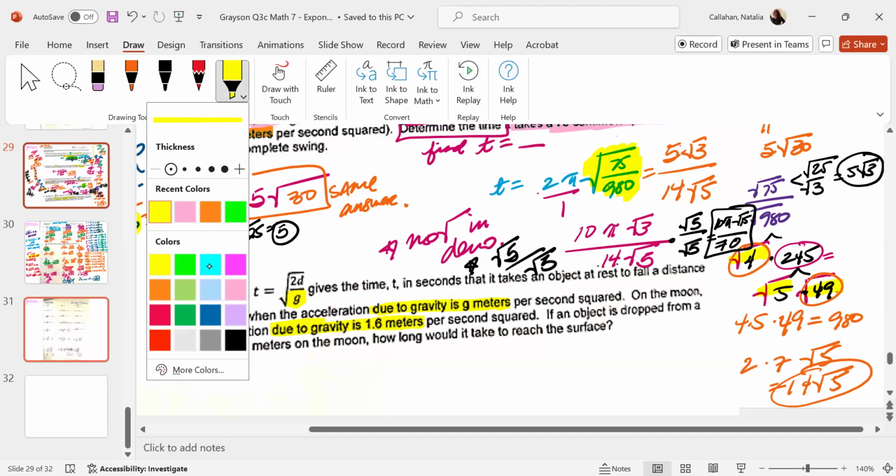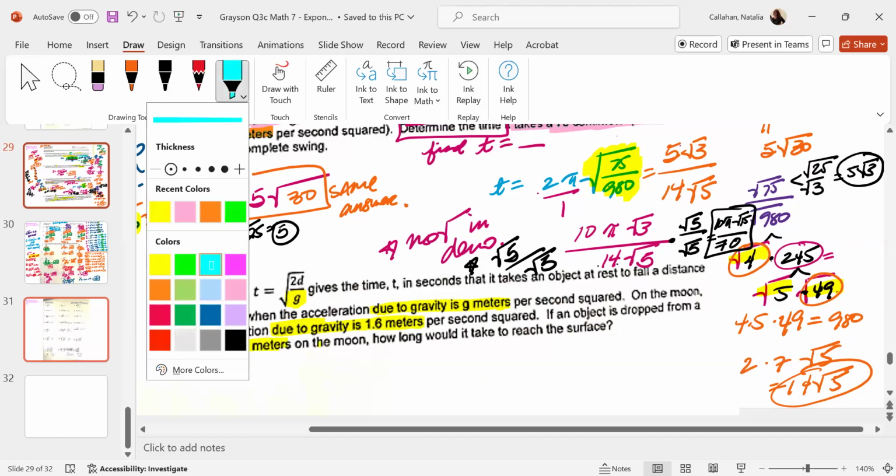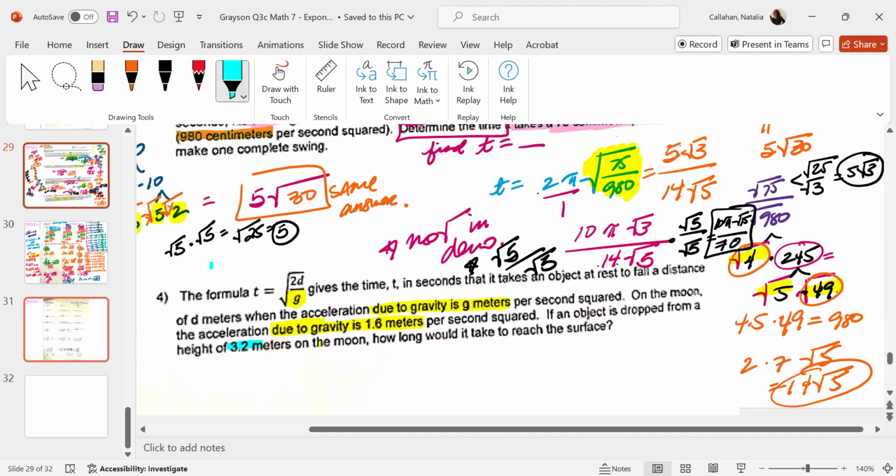Next letter or number given to you is 3.2 meters. What is that going to be? What letter does that represent? D. Yeah, height. Where does it say D is the height? It says fall at a distance of d meters. Do you see that? So it's not always behind it, sometimes before that. Okay, so let's rewrite this.